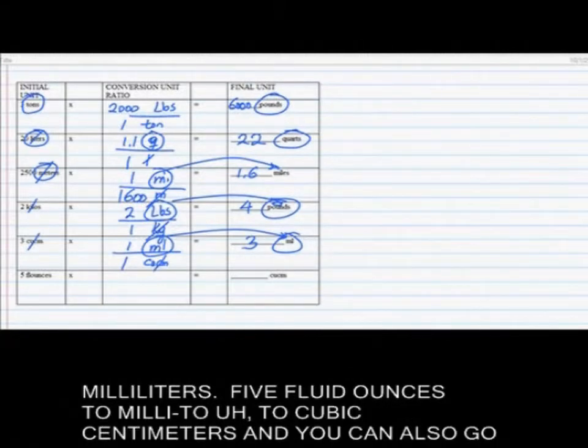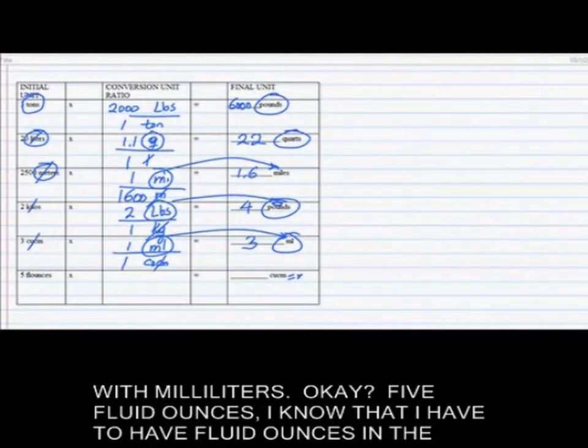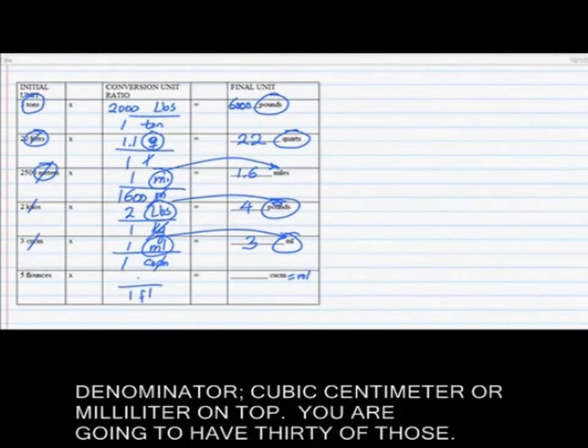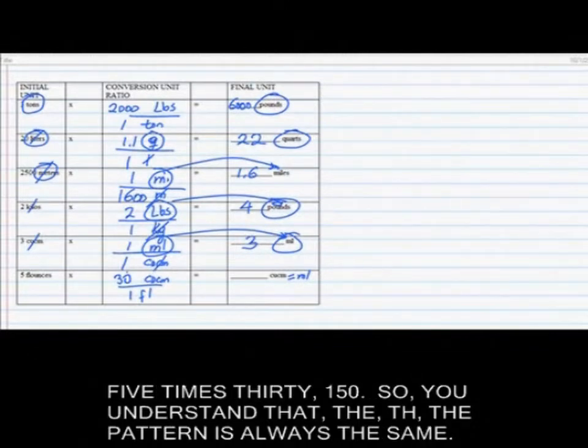5 fluid ounces to cubic centimeters, and you can also go with milliliters. Okay, 5 fluid ounces. I know that I have to have fluid ounces in the denominator, cubic centimeters or milliliters on top. You're going to have 30 of those. 5 times 30, 150. So you understand that the pattern is always the same.